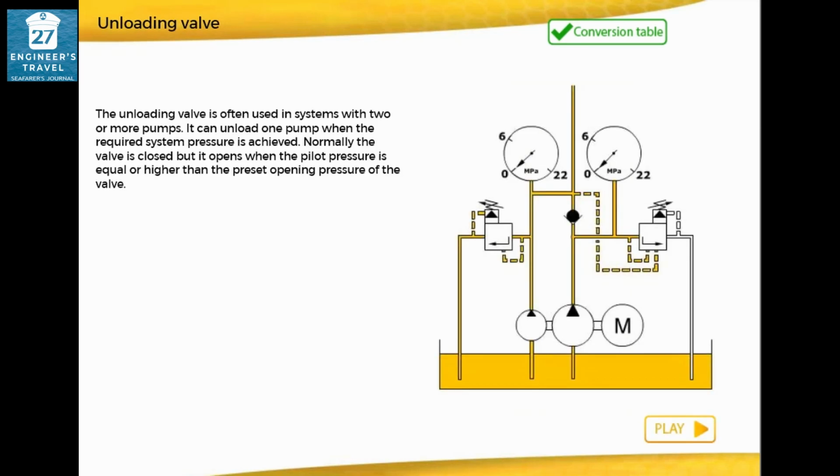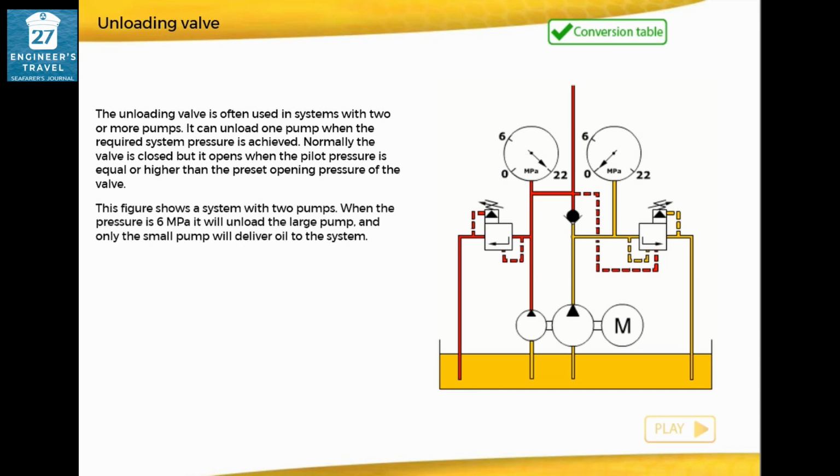The unloading valve is often used in systems with 2 or more pumps. It can unload one pump when the required system pressure is achieved. Normally the valve is closed, but it opens when the pilot pressure is equal or higher than the preset opening pressure of the valve. This figure shows a system with 2 pumps. When the pressure is 6 megapascals, it will unload the large pump, and only the small pump will deliver oil to the system.